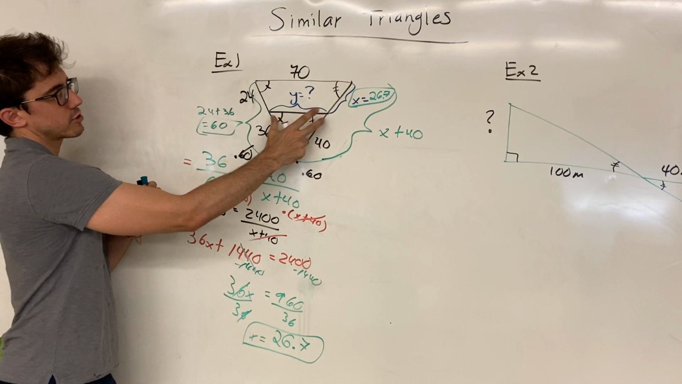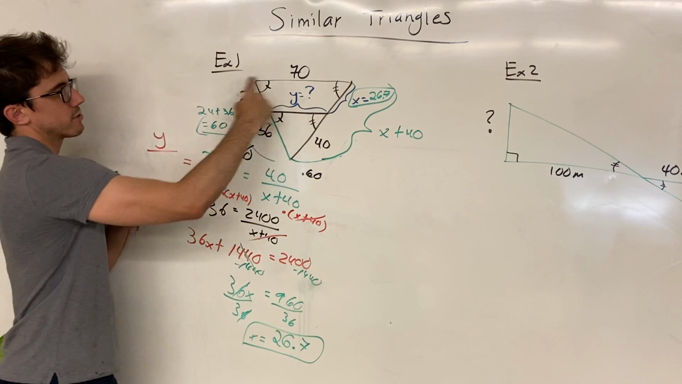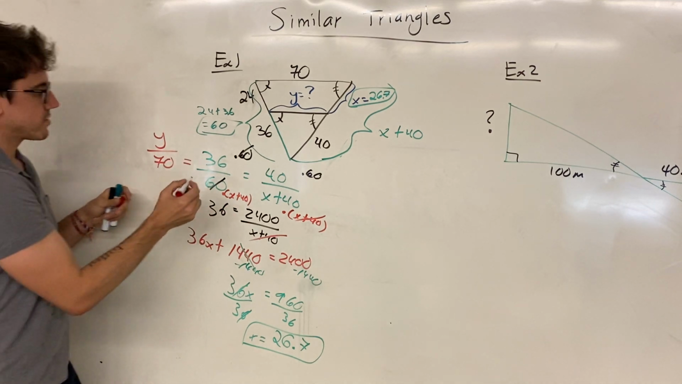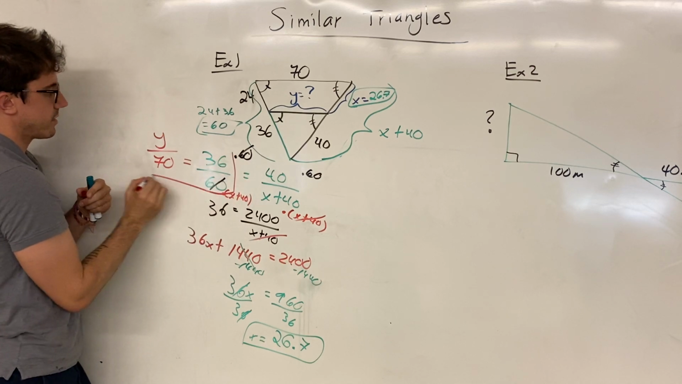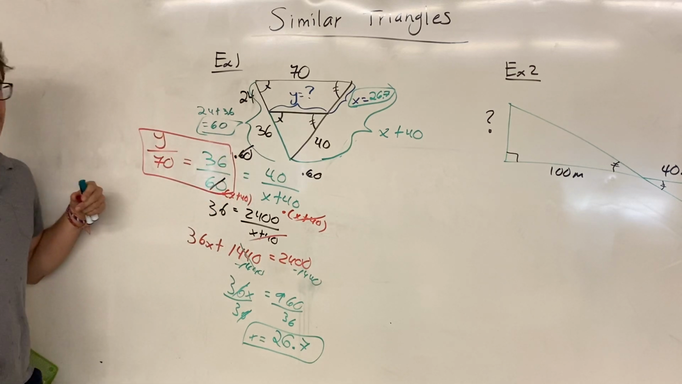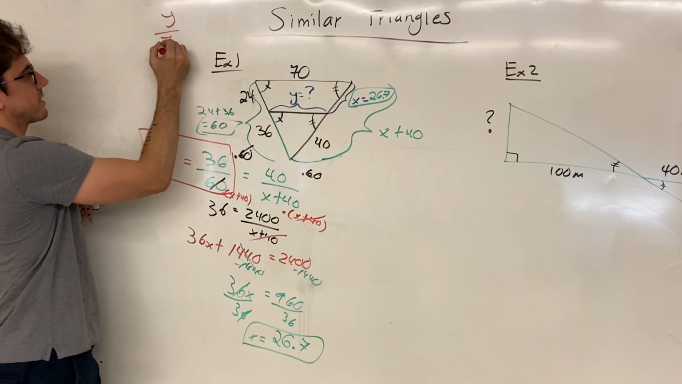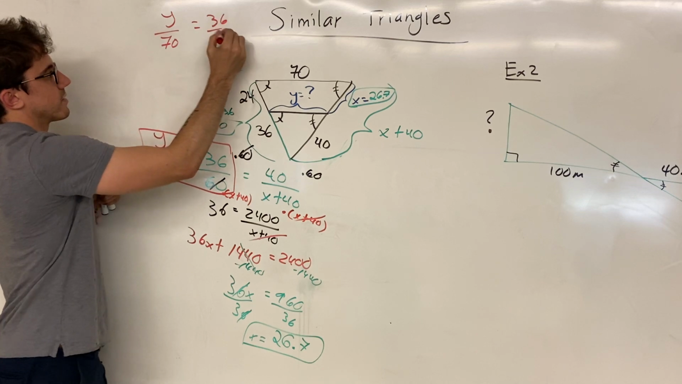So we'll have the smaller triangle, which has top length y, over the bigger triangle that has top length 70. This would be an easier problem to solve. So for part 2, for the y value that we're looking for here, we're only going to look at this proportion. And so if we want to write it again up top to clean it up, y over 70 is equal to 36 over 60.